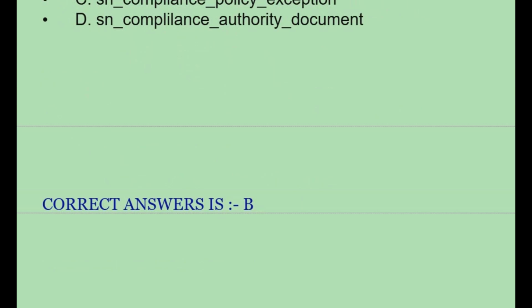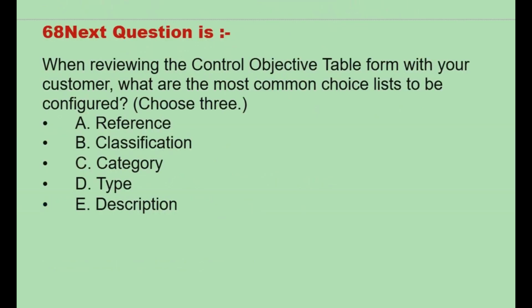Correct answer is option B. Question is, when reviewing the control objective table form with your customer, what are the most common choice lists to be configured? Choose three options. Option A, reference. Option B, classification. Option C, category. Option D, type. Option E, description.